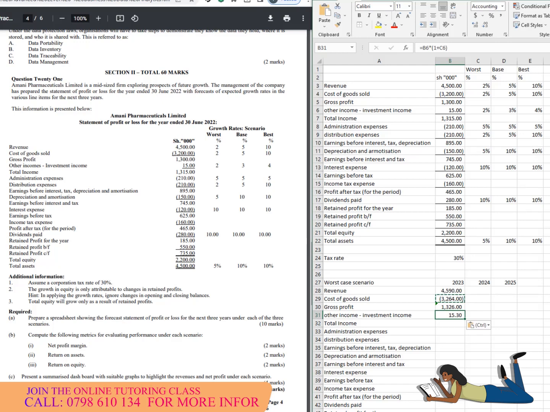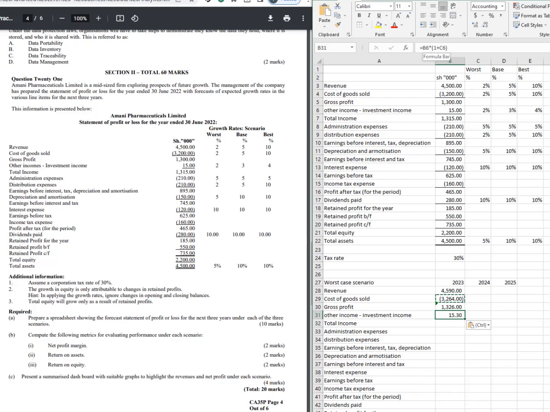You get that figure. If you highlight here, you can see that it is already shown that this figure has been calculated. When you come to this formula bar, you can see that we calculated this 15.3 by simply saying B6 times 1 plus C6. So it's a simple trick in Excel whereby you don't have to write down the formula in every section. You can just copy it down.